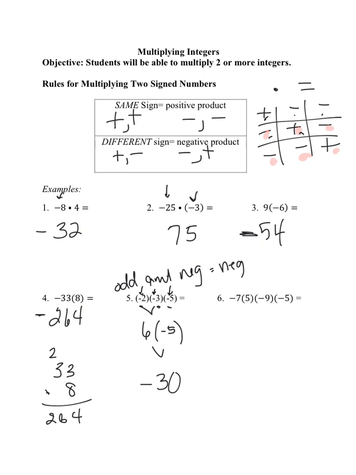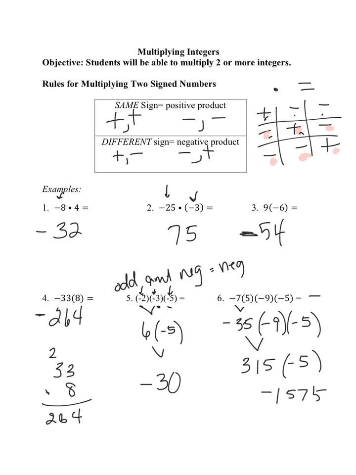The next problem does have an odd amount of negatives, so I know my answer automatically is going to be negative. But take it one piece at a time when you're doing this. So negative 7 times 5 gives you the negative 35. And then I'd like you to drop down the rest of your values. And then we get negative 35 times negative 9. And again, if you have to do your math off to the side, go ahead. But you should get a positive 315. Drop down your negative 5. Positive 315 times negative 5 is negative 1,575.